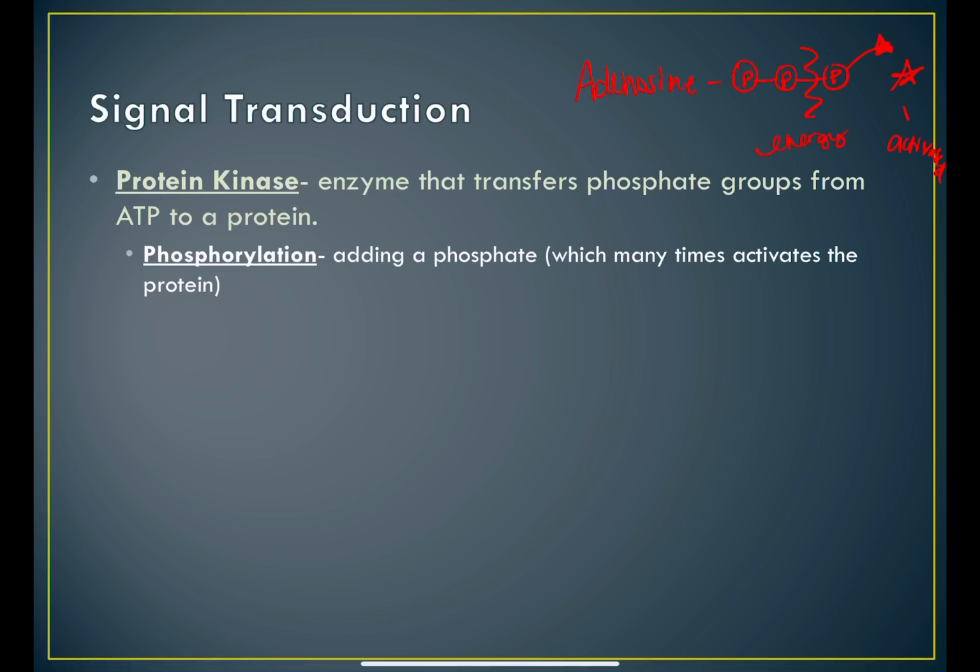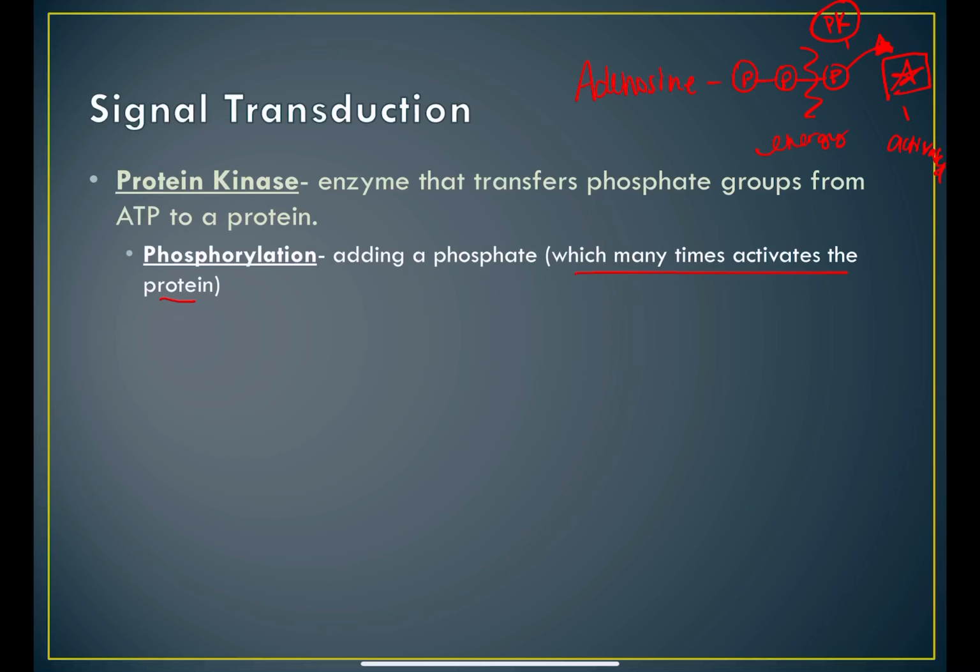It's going to be transferred to something else, and generally that will become activated. But the enzyme that is responsible for this transfer is protein kinase. Okay, it transfers that phosphate to the other molecule, which often activates that molecule, represented in my fancy diagram here as a star. And so that process of transferring that phosphate is called phosphorylation. We talked about this a little bit last week. So now we said generally it's going to activate the protein.